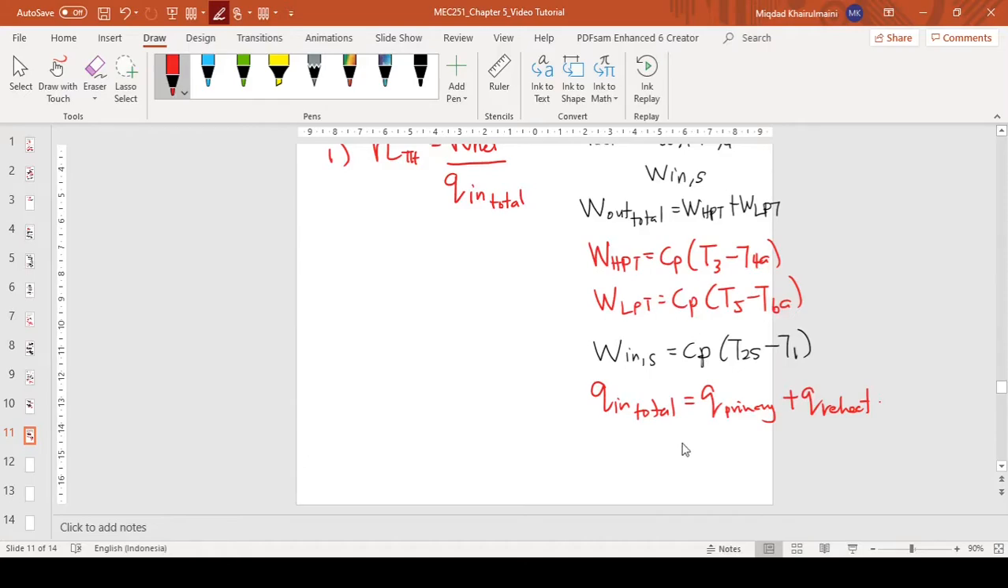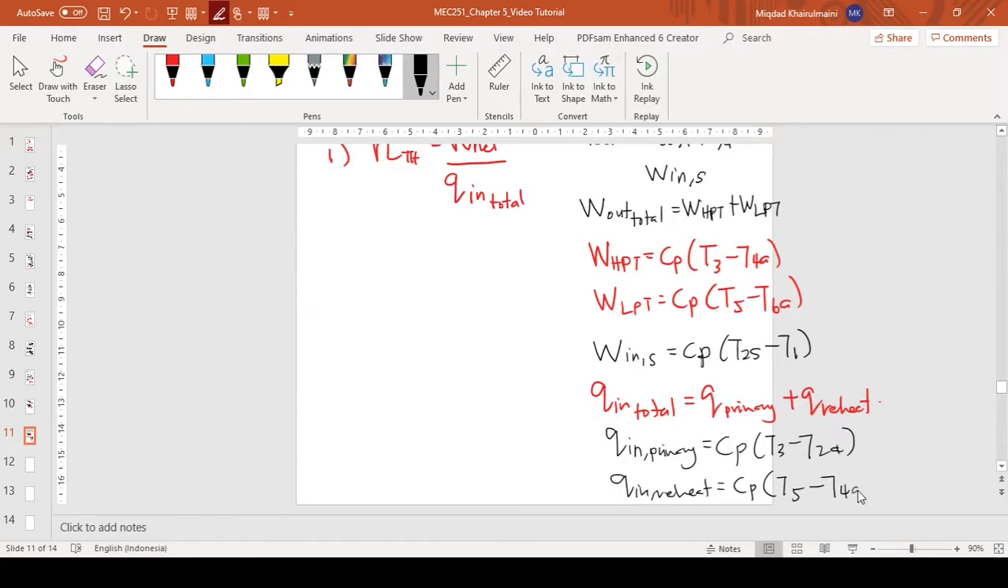Alright, so we can count it individually. So the first Q in, the Q in primary, it is state 3 and state 2, so CP T3 minus T2A. And for the Q reheat, it is CP state 4 and 5, so CP T5 minus T4A, because there is an isentropic efficiency at the turbine. So make sure your equations are correct.